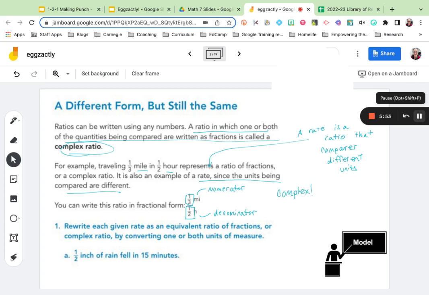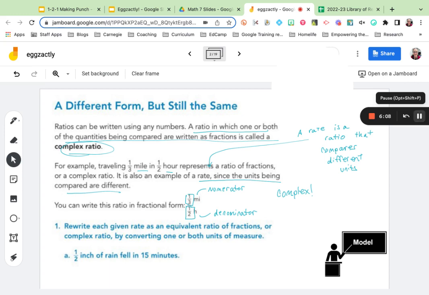So our first task today is going to be working with complex ratios. And what we want to do is rewrite each given rate as an equivalent ratio of fractions, or as a complex ratio. Let's do the first example together.